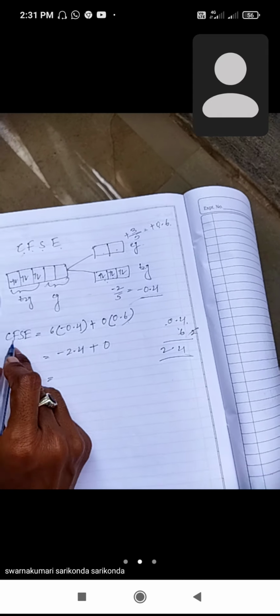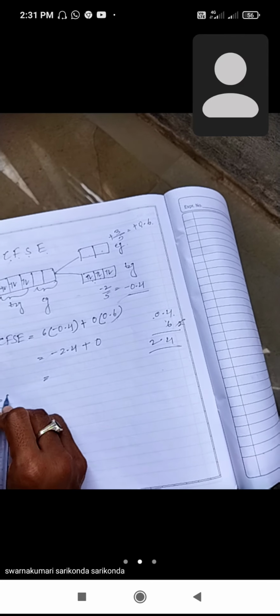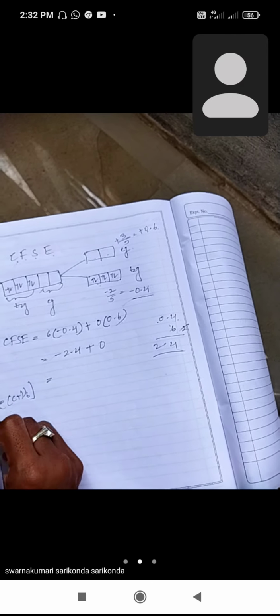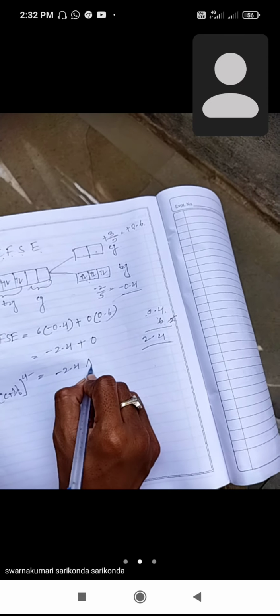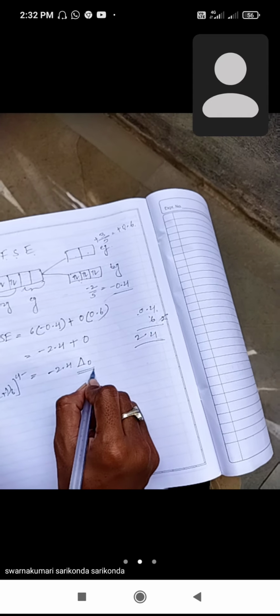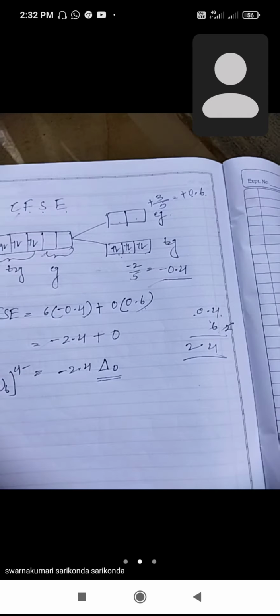So the CFSE of Fe(CN)6 4 minus is minus 2.4 delta O. Delta O means the crystal field splitting in octahedral complexes. Okay.